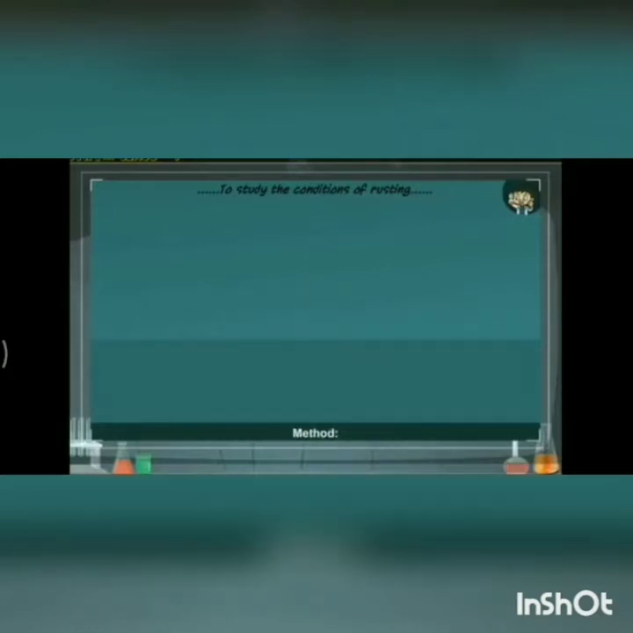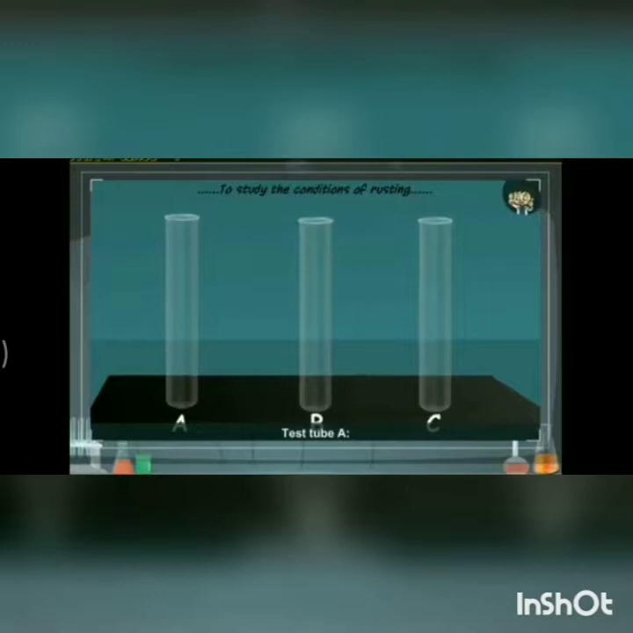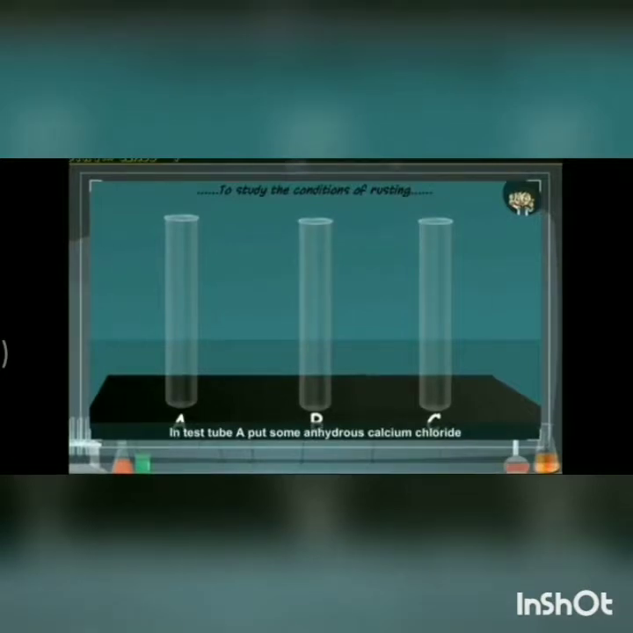Let's start our experiment. We have taken 3 test tubes and labeled them as A, B and C. In our first test tube A, let's put some anhydrous calcium chloride and clean iron nails. We are covering it with a layer of cotton wool, and we are using a rubber stopper to close the test tube. We are using anhydrous calcium chloride because it absorbs moisture from the air. It acts as a dehydrating agent.